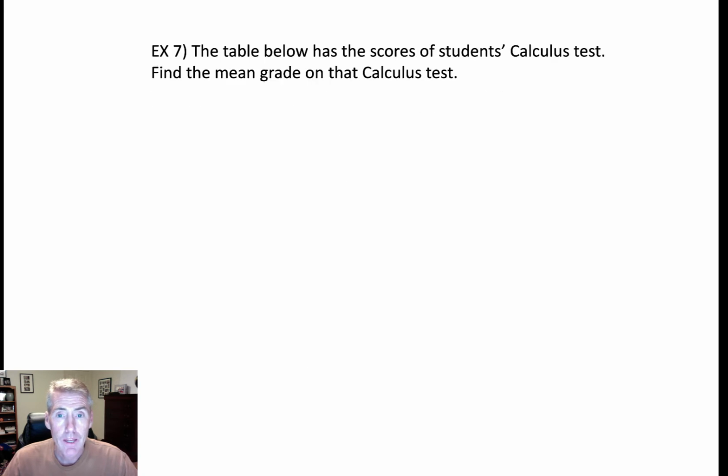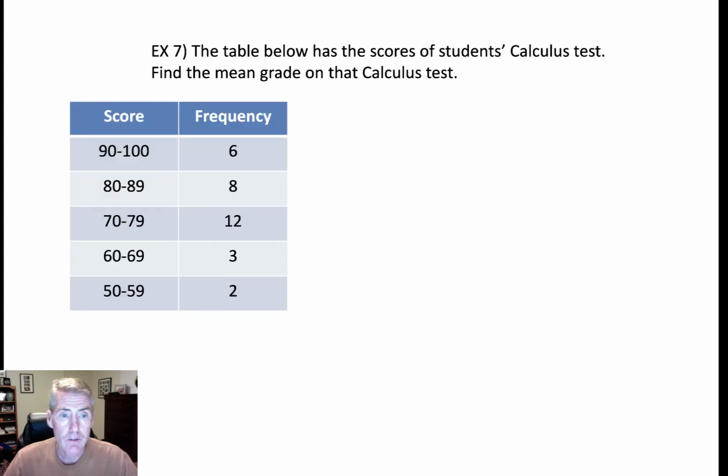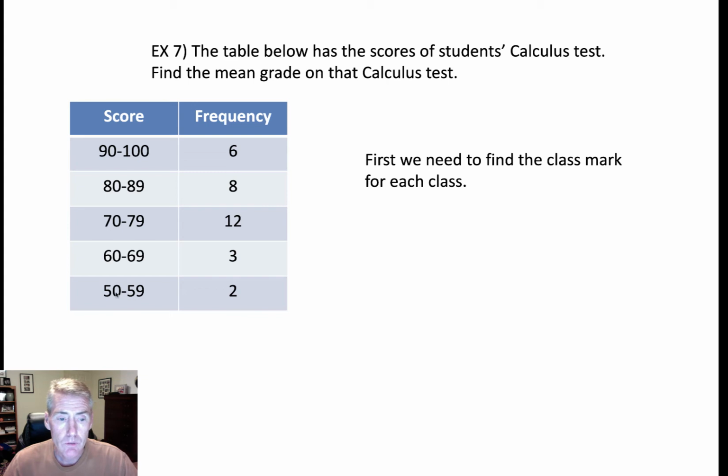Now, on to one that takes just a little more work. Suppose that you look at these grades on a calculus test. In the A's, 6 people. Here's the B's, 8 people. Here's the C's, etc. But you don't know the individual scores. So how do you find the mean? First thing you do is find the class mark. In other words, for scores between 50 and 59, you average those: add them together and divide by 2, and that's the class mark.